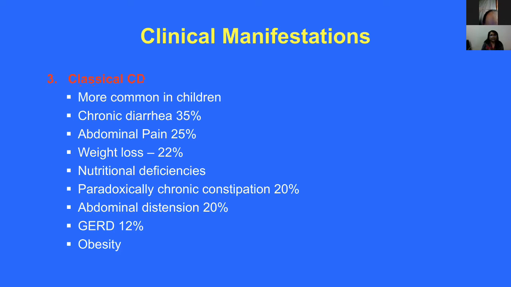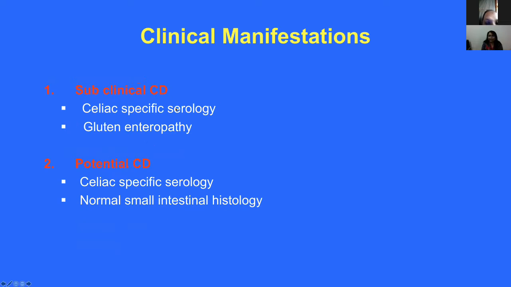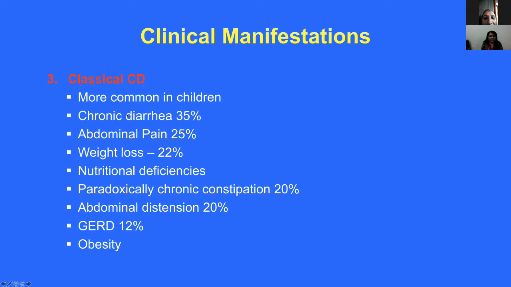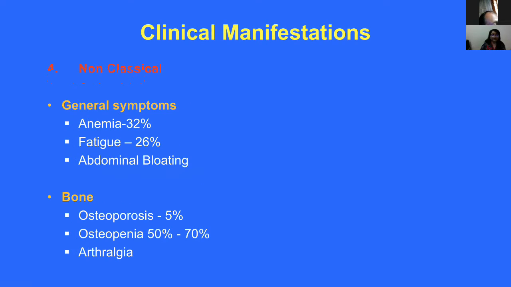Then comes classical celiac disease, which is more common in children. They can come with diarrhea, abdominal pain, weight loss, and nutritional deficiencies. Some of them can paradoxically come with chronic constipation, abdominal distension, GERD, or obesity. So these are the varied presentations which can be seen in children specifically. They come with nutritional deficiency in the form of anemia. Iron deficiency anemia is a very common clinical presentation, or growth retardation. These are the common features seen in patients with celiac disease.